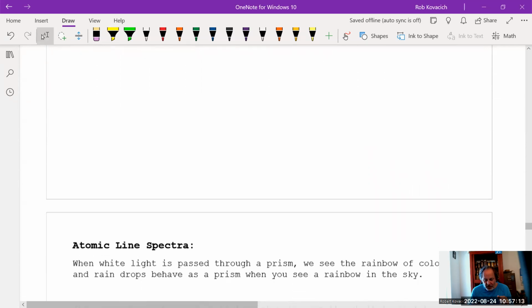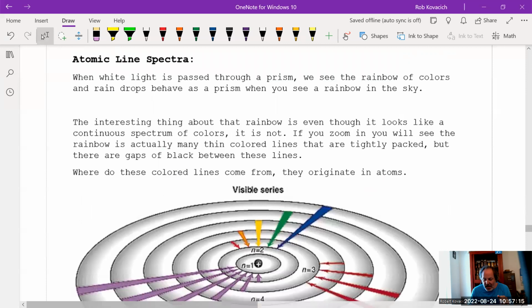The atomic version of it is atomic line spectra. So what is atomic line spectra? This is sort of a fingerprint for an atom. So if you've got a sample, we'll make it easy on ourselves. Let's say we have a sample of hydrogen gas. We have it trapped inside of a glass container.